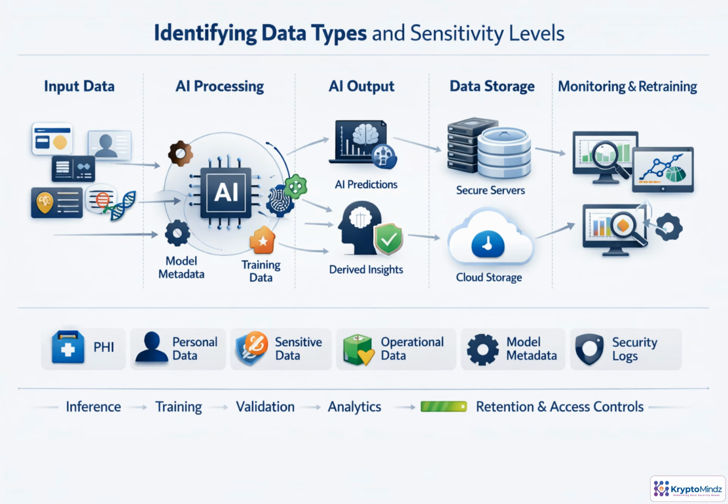Data classification begins by following each data element through the AI lifecycle. Ask what it is, where it comes from, how it is used, where it is stored, and whether it reappears in monitoring or retraining. Personal data, sensitive attributes, operational data, model metadata, and security logs each carry different obligations. The same field may have a different risk profile depending on whether it supports inference, training, validation, analytics, or long-term retention.